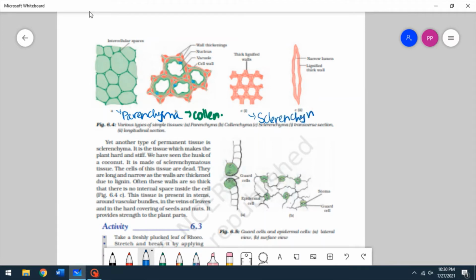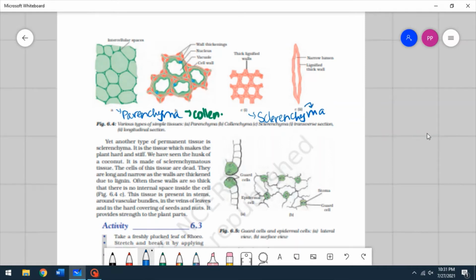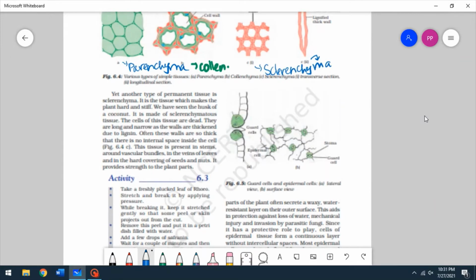Alright. Okay, so the second and the third and fourth ones are Sclerenchyma, just two different ways of representing that they showed here. So another type of permanent tissue is called Sclerenchyma. It's the tissue which makes the plant hard and stiff.